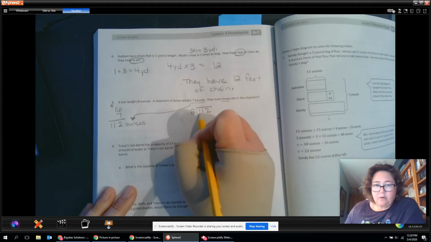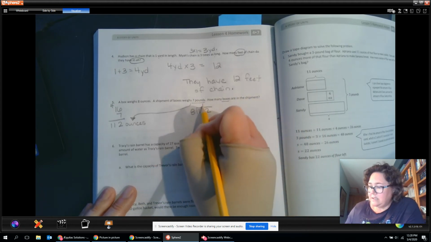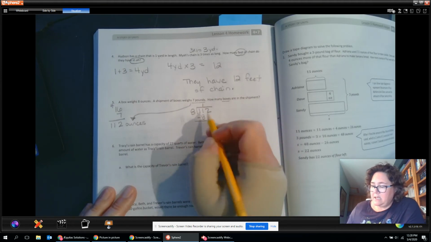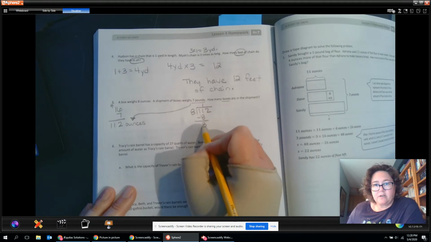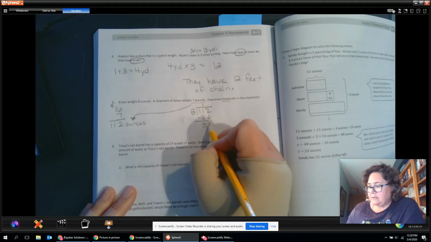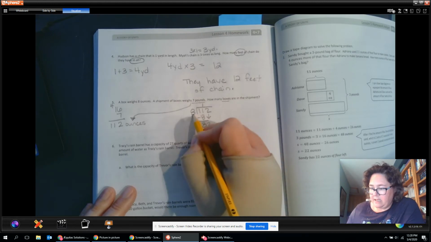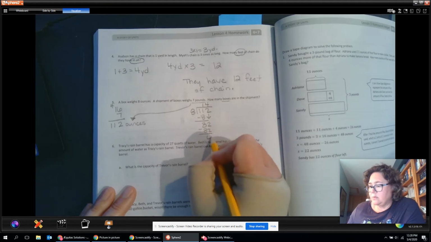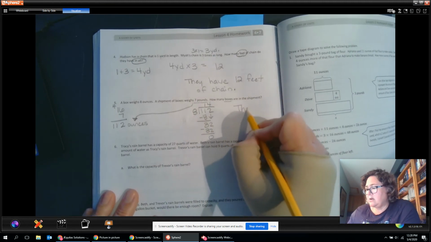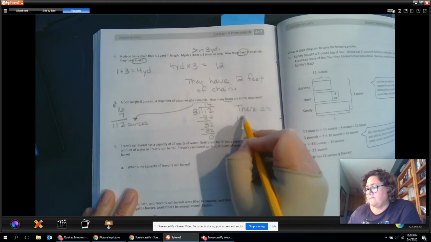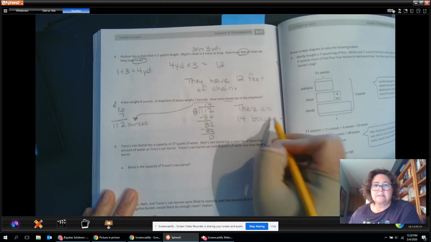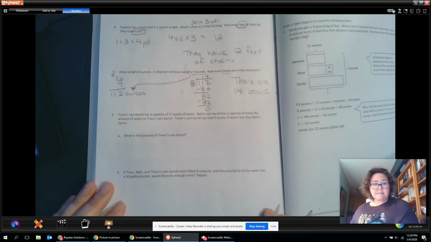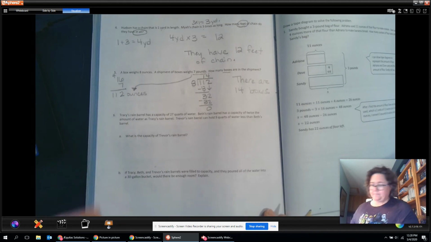So 8 cannot go into 1, but 8 can go into 11 one time because 1 times 8 is 8. 11 minus 8 is 3. So far, so good. Bring down that 2. Now we have 32 divided by 8, which just happens to be 4 because 4 times 8 is 32. So when we subtract, there's no remainders. We know there are 14 boxes. Okay? 14.